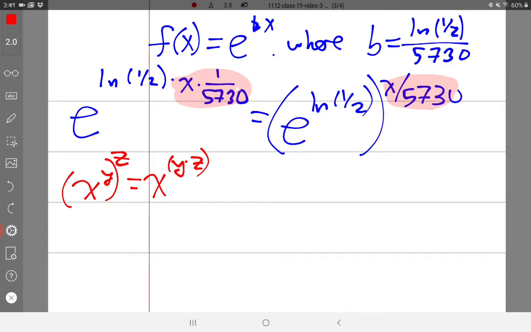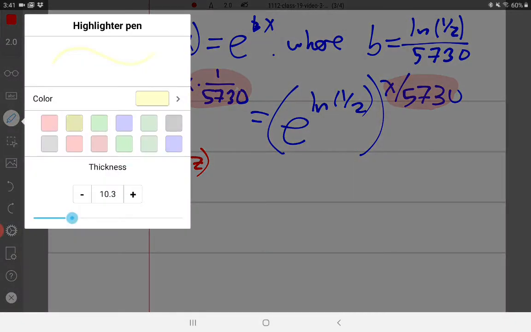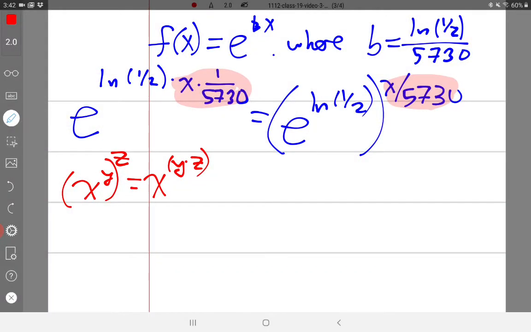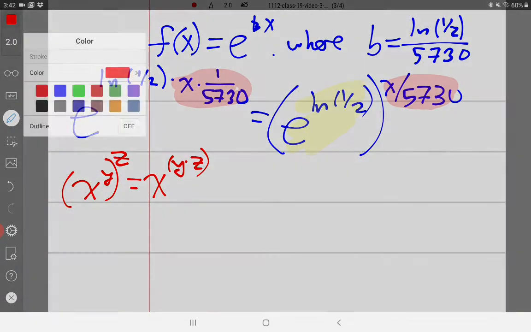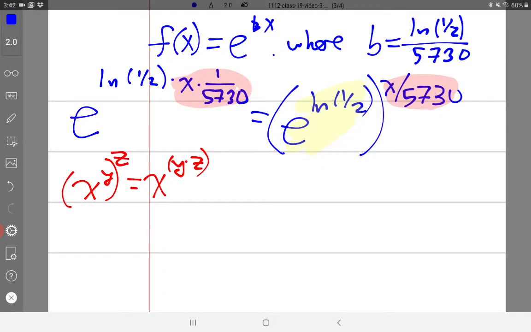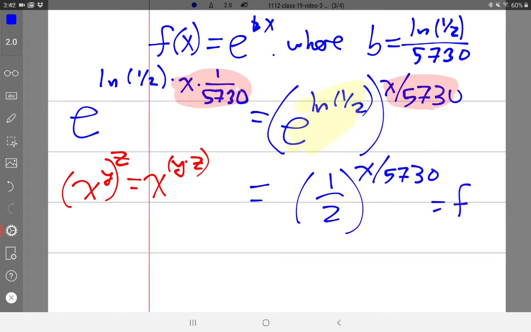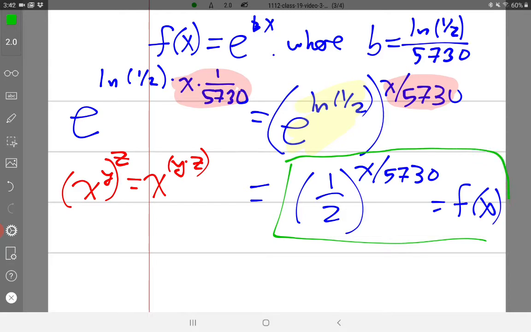The reason for doing that is I can now exploit what we know about the inverse of exponentials and logarithms to say that right there that I highlighted is really just 1/2. e to the log of 1/2 is just 1/2. This is another way to write the function. This is another form of the function. And I think this one might even help me better understand why the half-life of this function is 5,730.